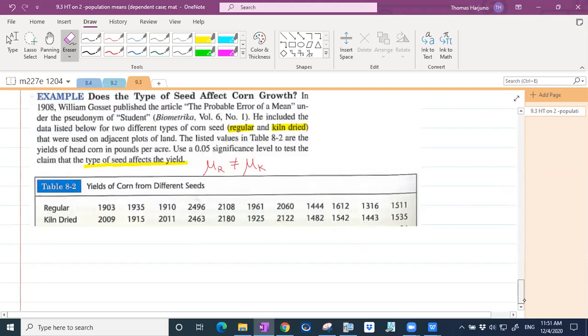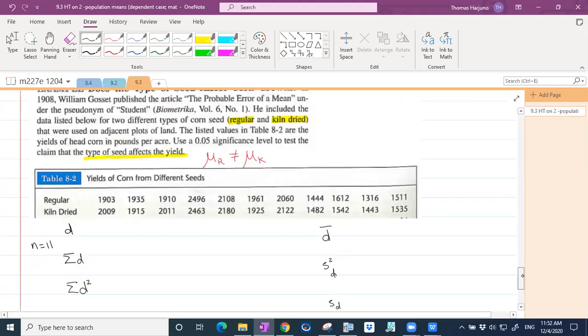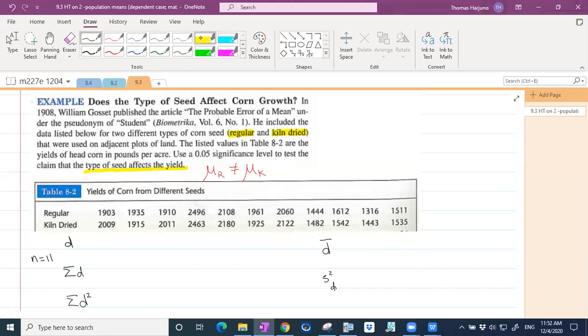Now, what do I want to get from you? I need you to get the D's, sum of the D's, sum of D squared. I think the n is easy, the n is 11. After that, get the D bar, and then the variance of the differences and the standard deviation of the differences. Then you perform hypothesis testing. The claim is the type of seed affects the yield. That will be the claim. And the alternate hypothesis will be like this, which later on, when you modify to get a constant on the other side, will be mu d not equal to 0, which means it's a two-tailed test.